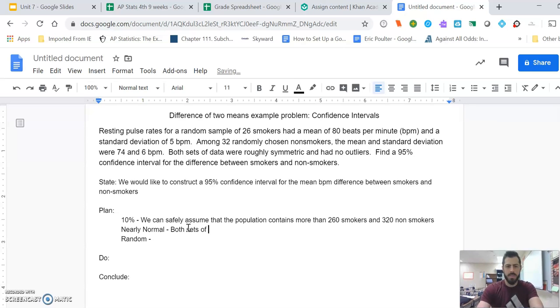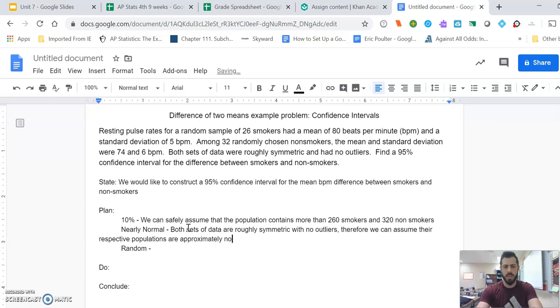Both sets of data are symmetric with no outliers. Therefore, we can assume their respective distributions are nearly normal.